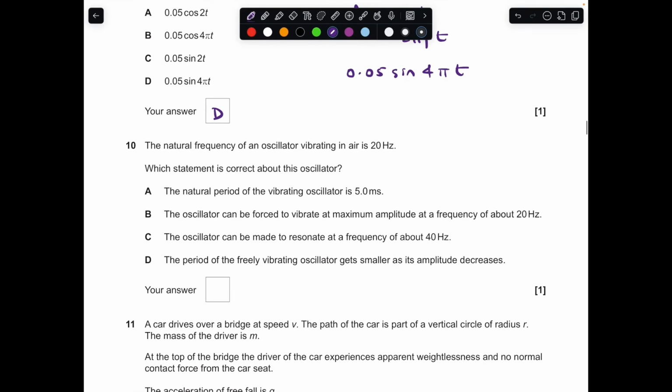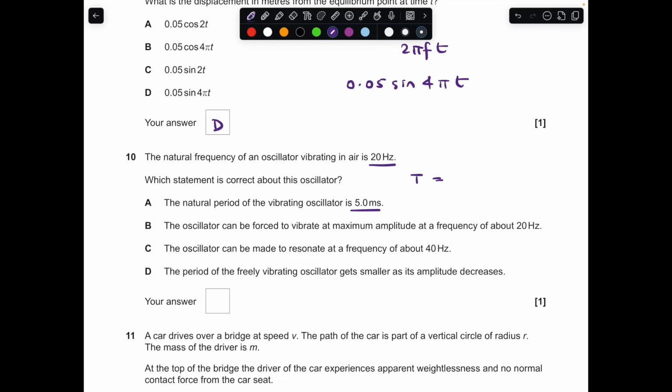Question number 10. The natural frequency of an oscillator vibrating in air is 20 Hz. Which statement is correct about this oscillator? The natural period of the vibrating oscillator is 5 milliseconds. The time period is 1 over the frequency, and 1 over 20 does not give us 5 milliseconds. It's simply 0.05. So that's not going to be the correct answer. Be careful. They can easily catch you out in such questions.